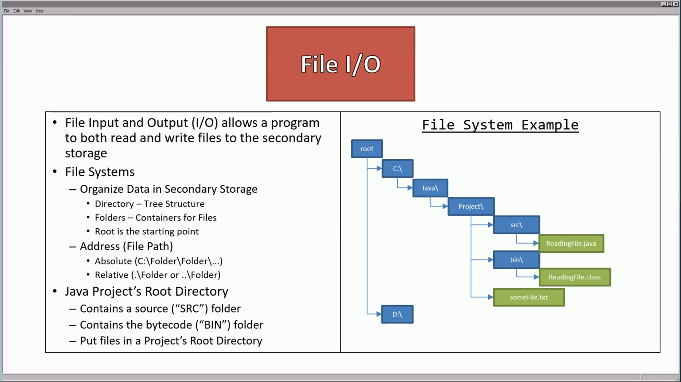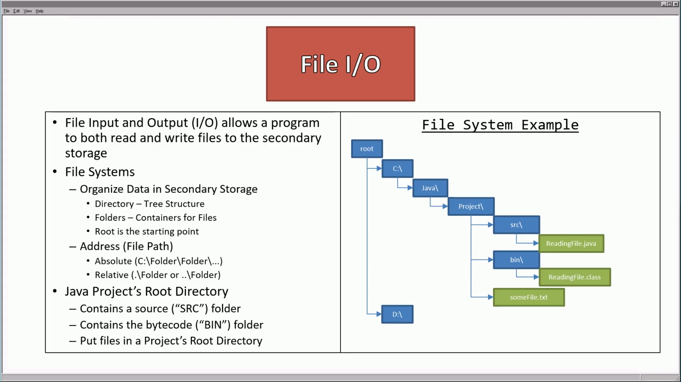Exceptions are very important to know because file input and output is fraught with all sorts of exceptions. All sorts of these exceptional cases that we need to handle specifically for file input and output. Now the idea of file I/O is this allows a program to both read from files and write to files in the secondary storage. Now if we remember back, the secondary storage is roughly your hard drive. This is the long-term permanent storage that we use to store the programs and the files associated with programs.